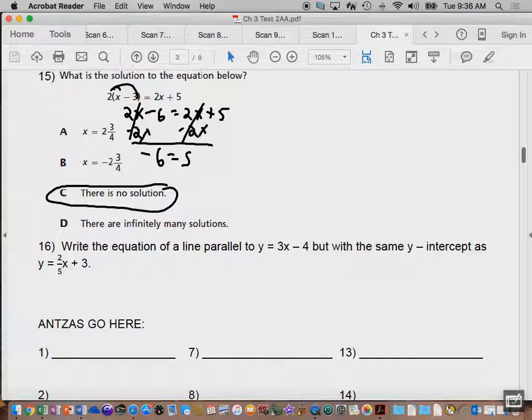Wait, what was 14? We just did 14. That was the slope one. I was trying to copy it down. I didn't get it. It worked out to be 1, 3 over 3.